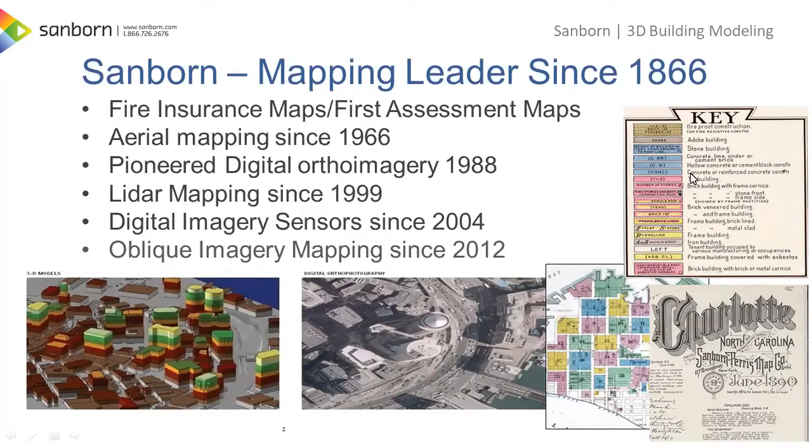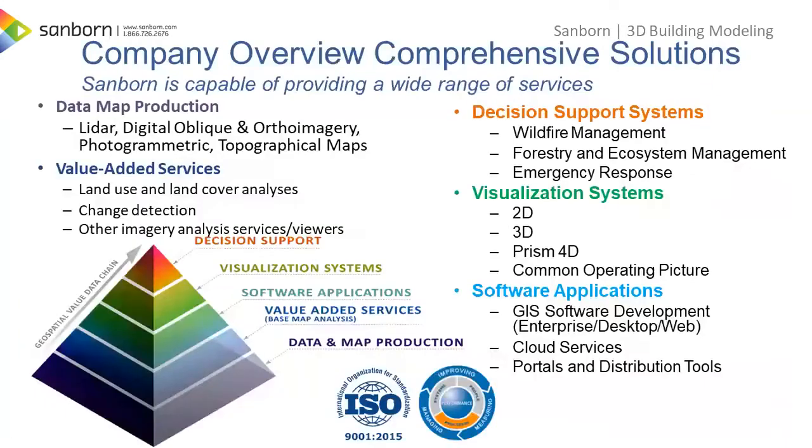We have had a lot of firsts in the industry. We continue to lead the technology, pioneering orthoimagery in '88, going to imagery sensors in 2004. Prior to that, we used to have film negatives in the camera, which were like 9" by 9". And of course, everything's digital now. We've always been on the leading edge. So we do the full gamut of geospatial products and services, including visualization systems, which I'll be talking a little bit about today, cloud services and whatnot.